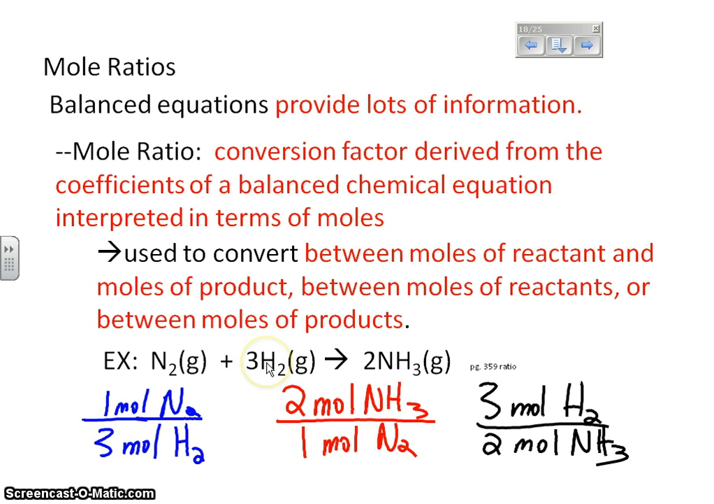We know there are 2 moles of NH3 for every 1 mole of N2. And we know 3 moles of H2 for every 2 moles of NH3. Alright, so those 3 ratios we can get: 1 mole of N2 for every 3 moles of H2, 2 moles of NH3 for 1 mole of N2, and 3 moles of H2 for 2 moles of NH3.